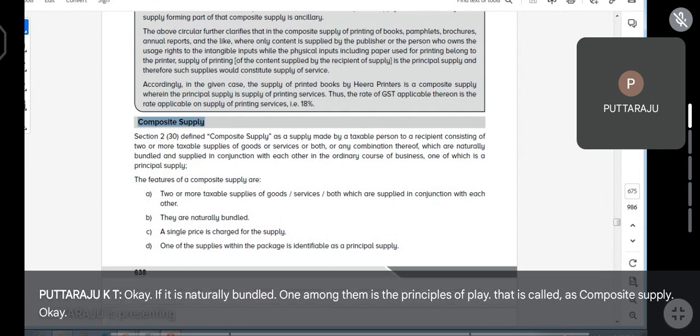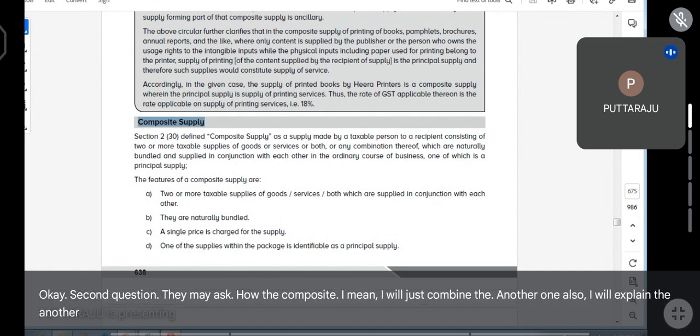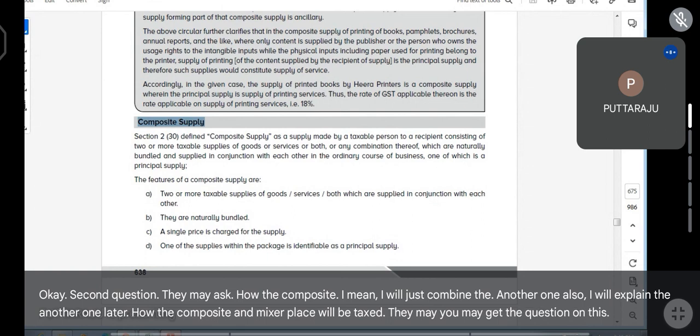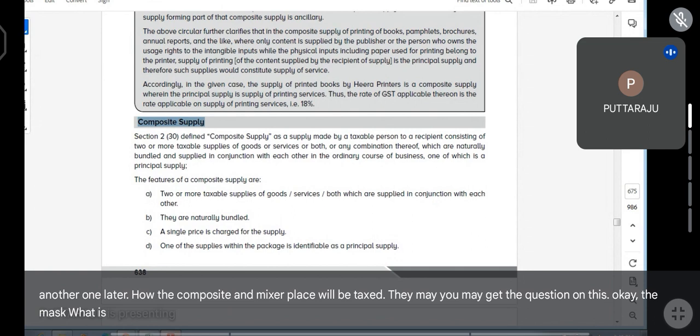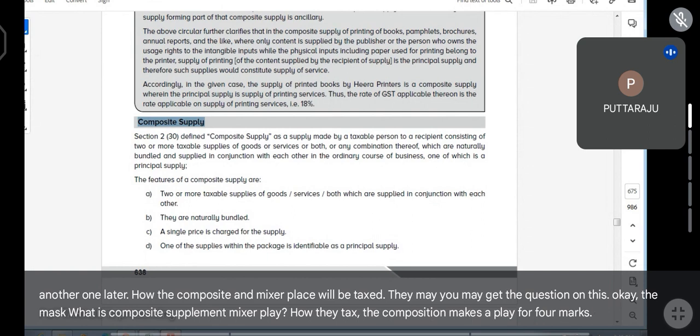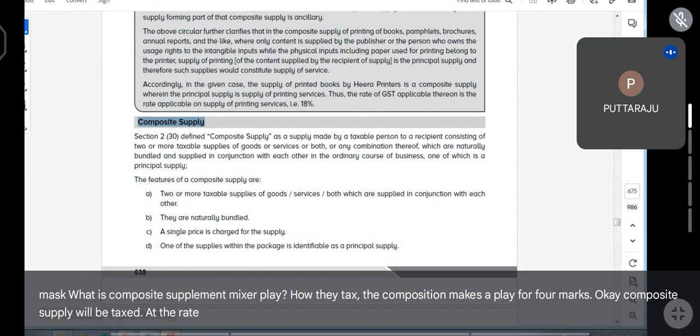Okay. The second question they may ask, I will combine the other one also and explain it later: how the composite and mixed supplies will be taxed. You may get the question on this. They may ask what is composite supply and mixed supply, and how they are taxed, for 4 marks. Composite supply will be taxed at the rate of the principal supply. The rate of the principal supply will be applied to all the items.